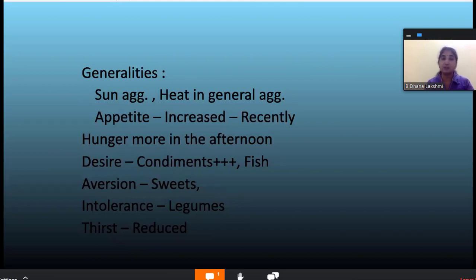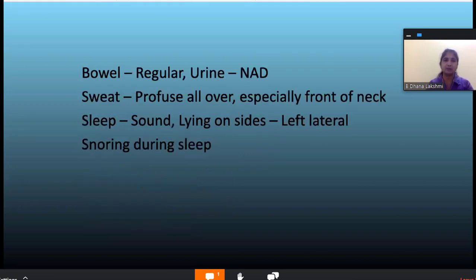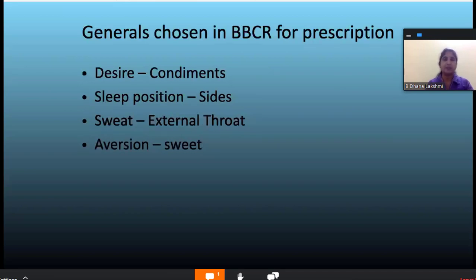I worked out her generals. There was heat in general, with some aggravation. The appetite was increased recently. There was more hunger in the afternoon. There was desire for condiments, which was triple plus. Desire for fish, aversion to sweet, and intolerance to legumes were there. Thirst was less, bowel regular, and urine normal. There was no troublesome thing about urination. Sweat was profuse all over, especially the front of the neck. She was really exhausted by the sweat. Her sleep was sound, and she had snoring during sleep.